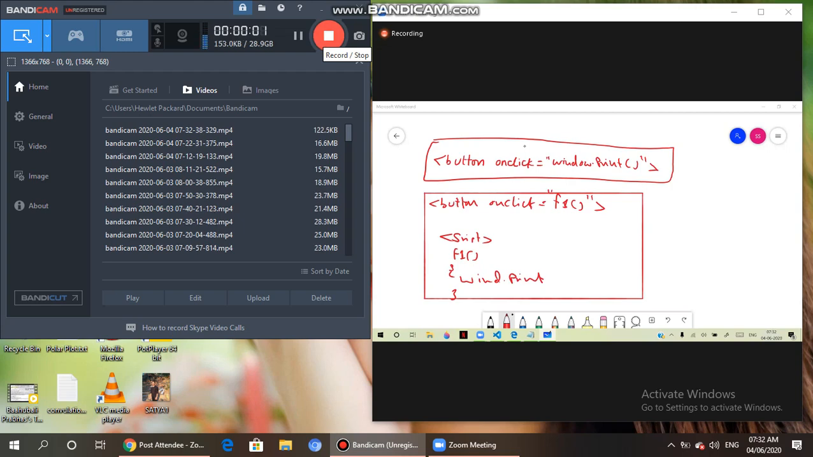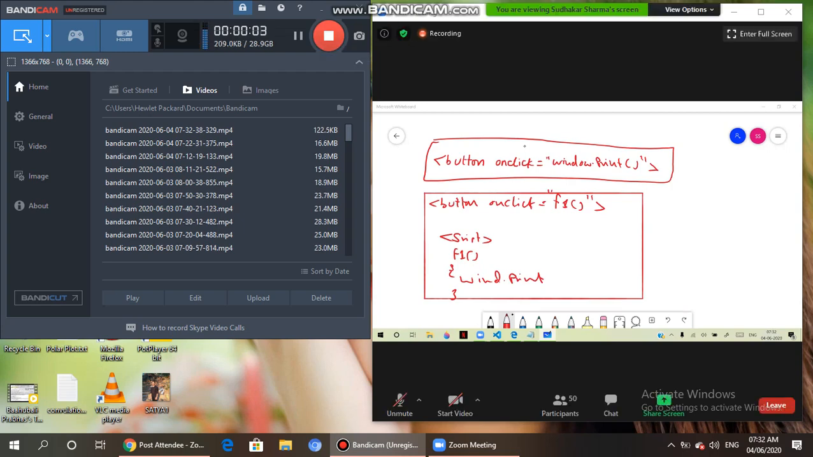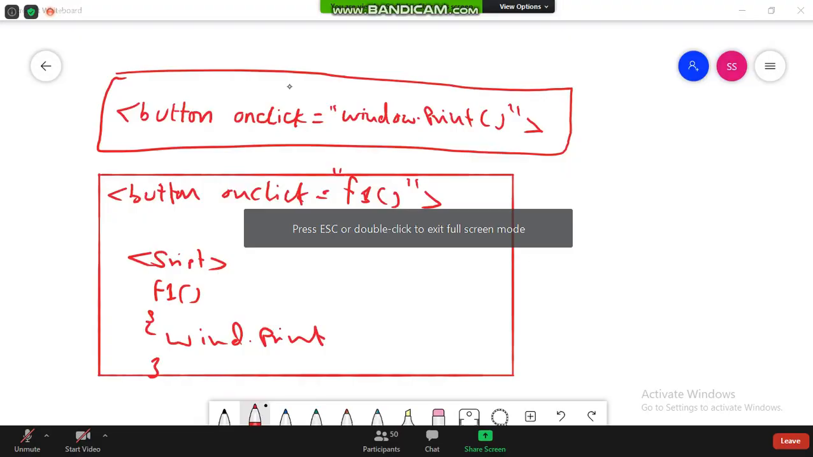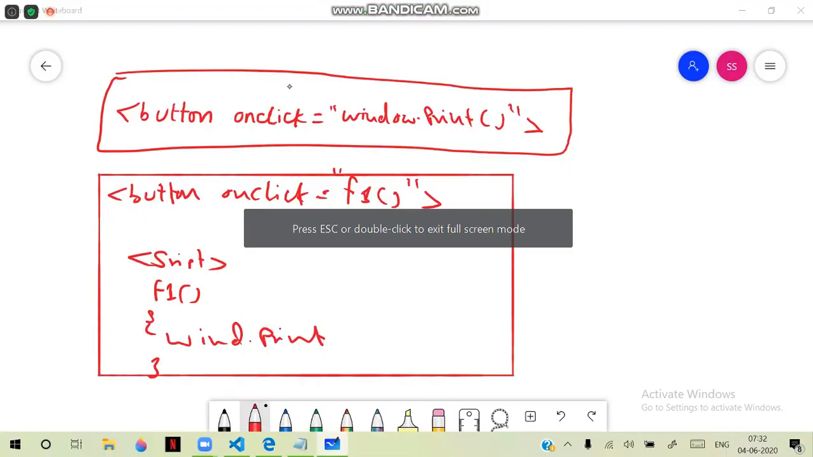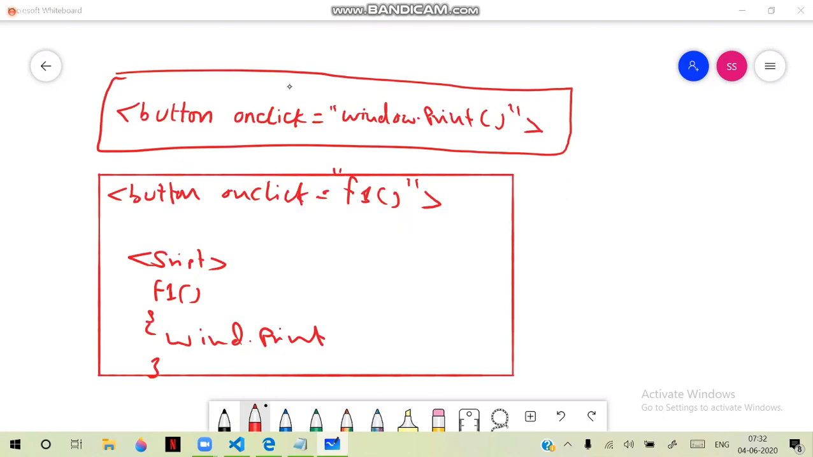The inline technique is faster than the embedded technique. Do you have an idea for that, right? I hope everyone knows about this point. That is faster, right? You know about it.